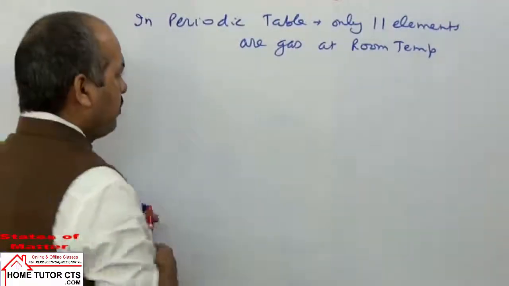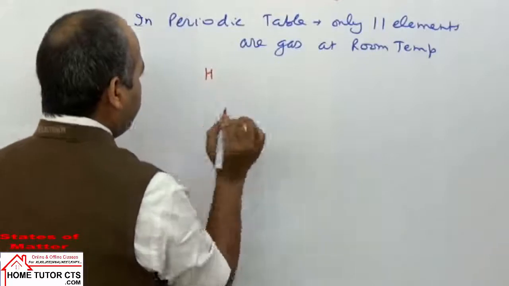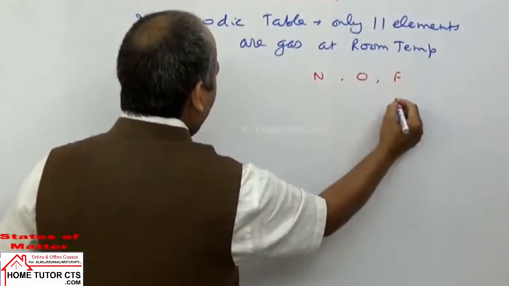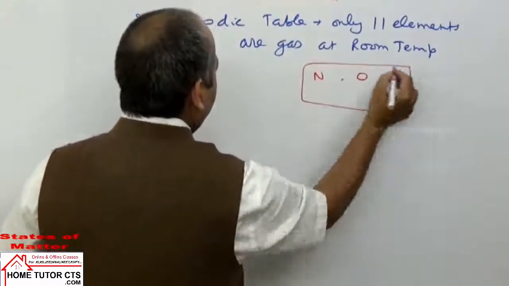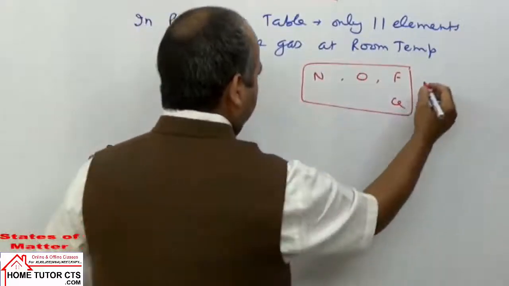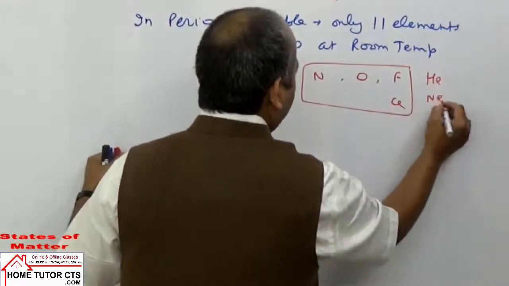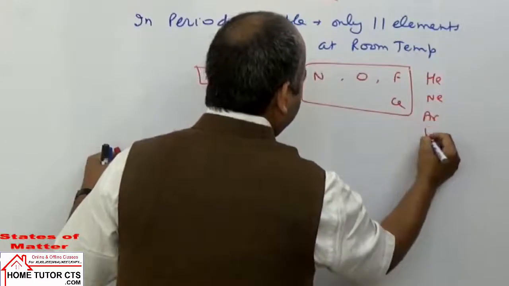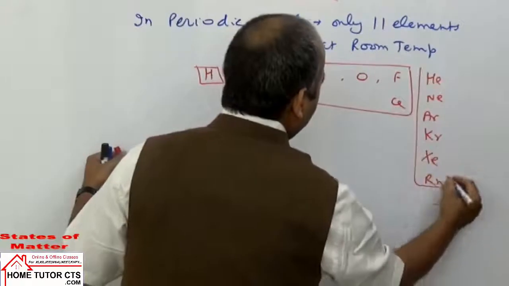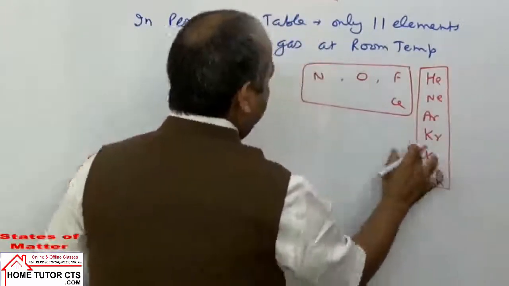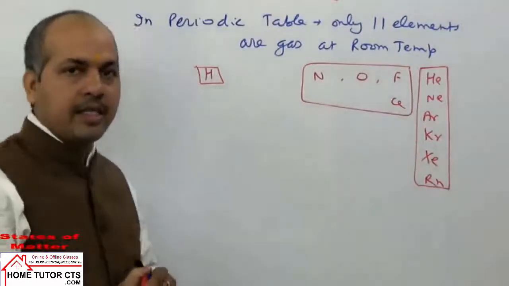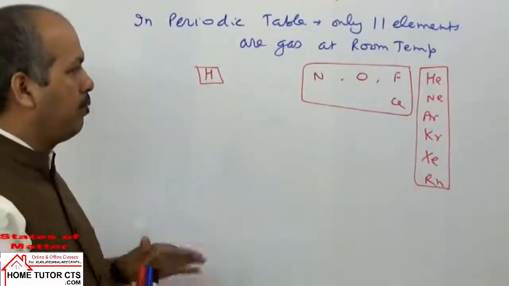कौन से आपके एलिमेंट होते हैं? आपका एक है हाइड्रोजन, then we can have nitrogen, oxygen, fluorine and chlorine. 4 plus 1, 5, and all noble gases: helium, neon, argon, krypton, xenon, radon. So 6 plus 4 plus 1, these 11 elements will exist as gas in the entire periodic table.